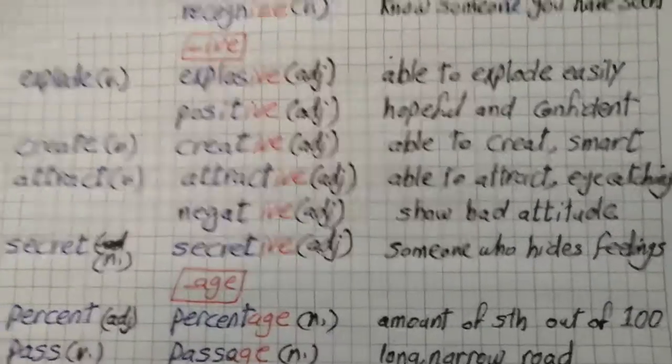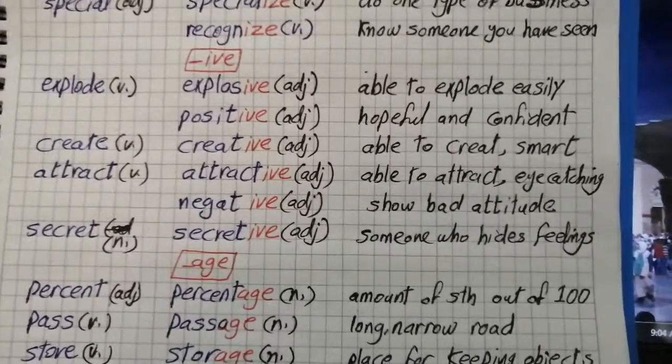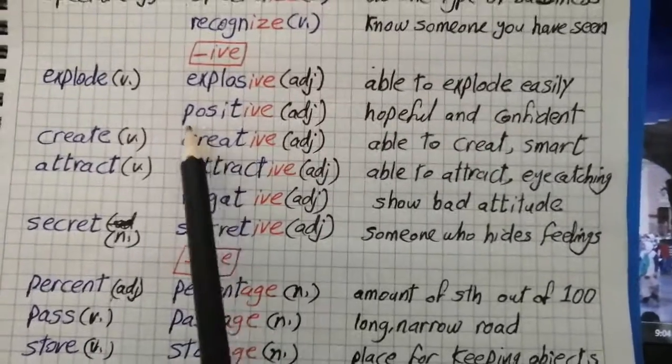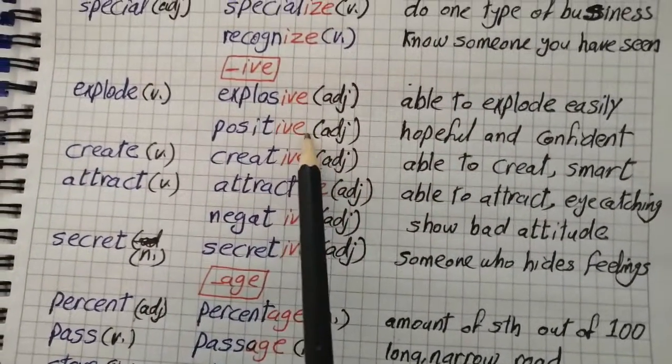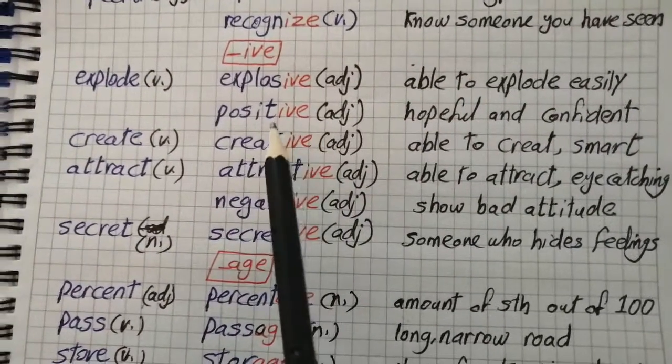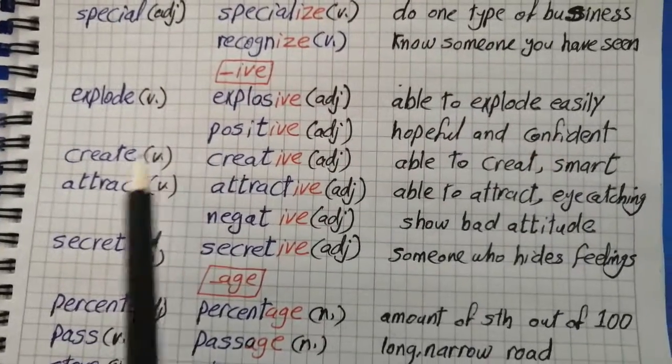When I say the place is full of materials which are explosive, they can explode easily. And the next word is the word positive. IVE here, suffix as well. And positive, an adjective, means hopeful and confident.